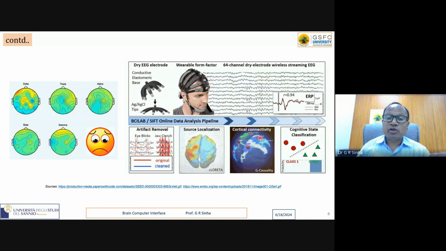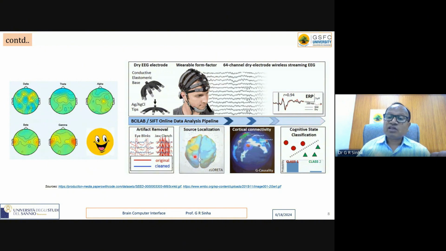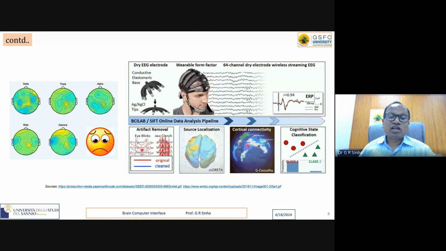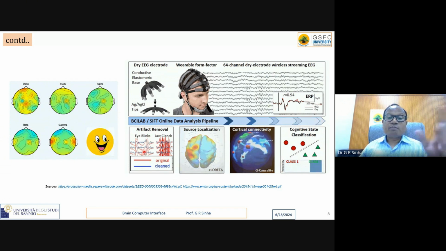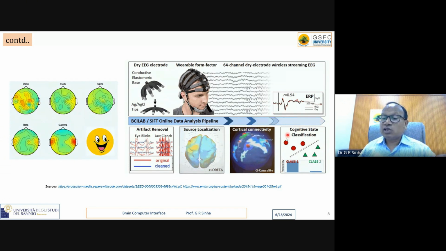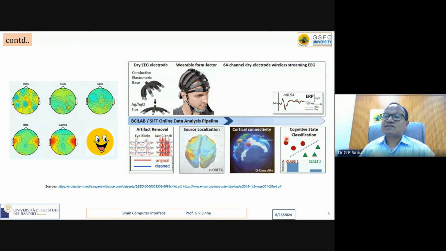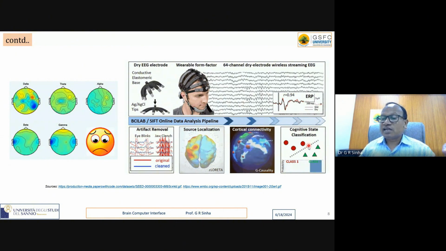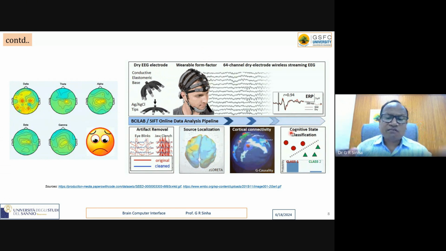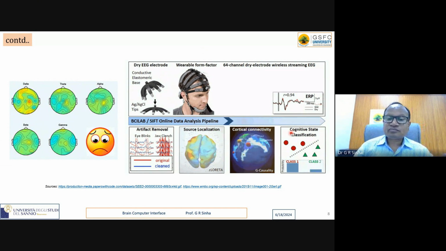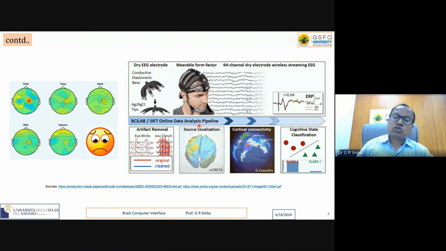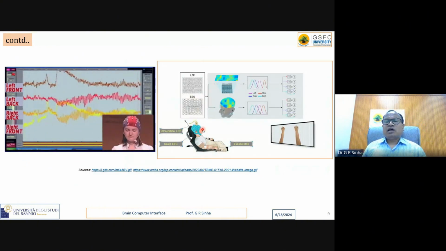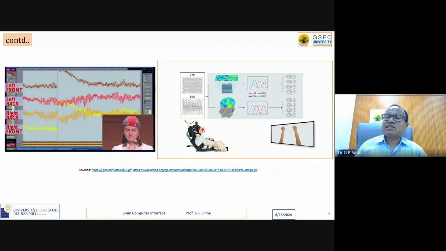And then finally, you can localize the source, you can do the cortical connectivity, you can remove the eye blinks. When you are blinking the eyes, you need to remove them, and then you can classify. What is interesting is you can classify between the signals, that this is one category, this is another category. So classification can also be performed. What is interesting is source localization. Localization is a very interesting term.